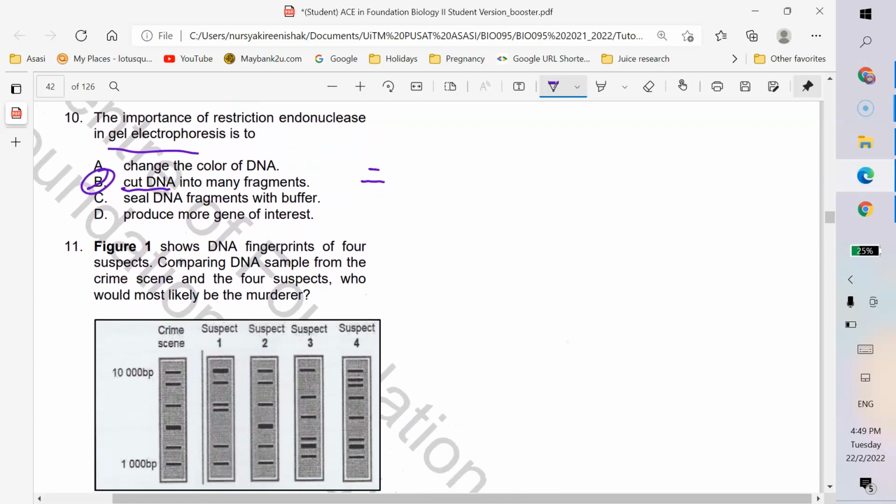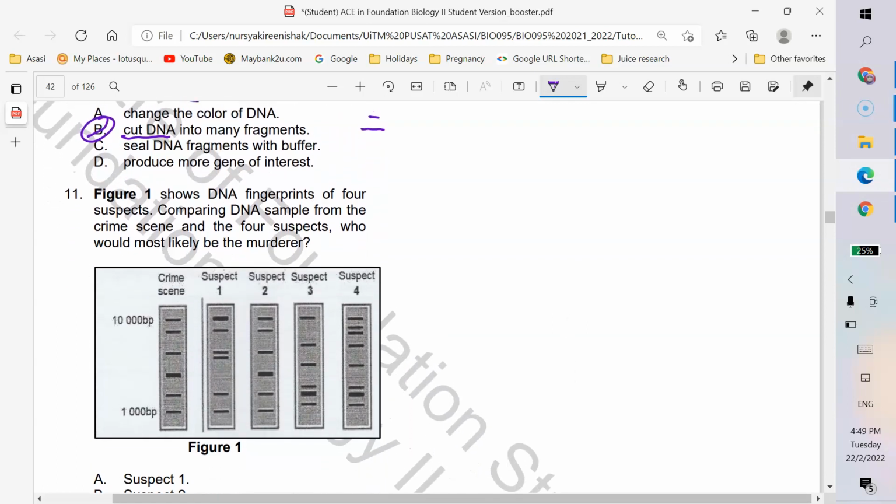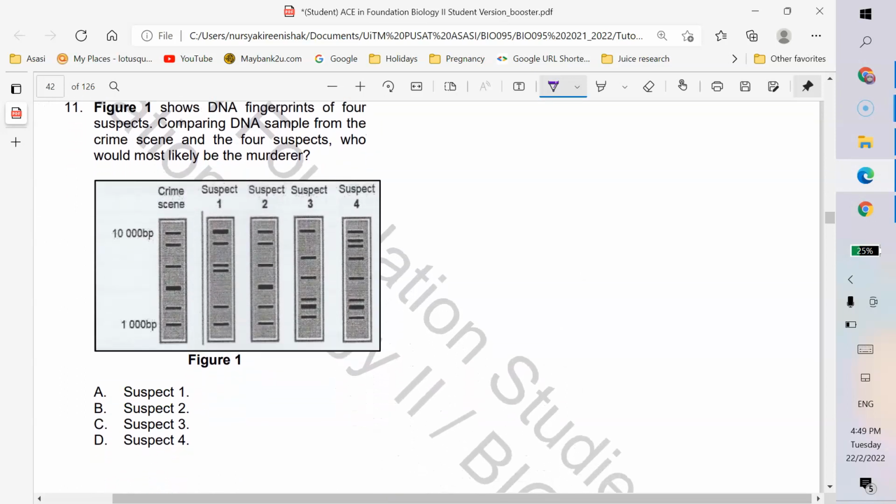So the last question, Najib. Okay, the lucky person. The last lucky person. 11 please. Muhammad Najib Azim. I cannot hear you. Okay.